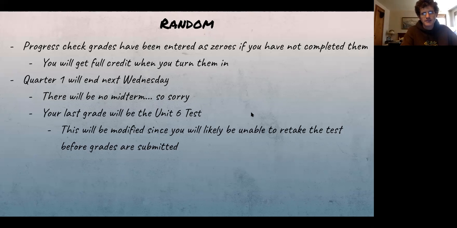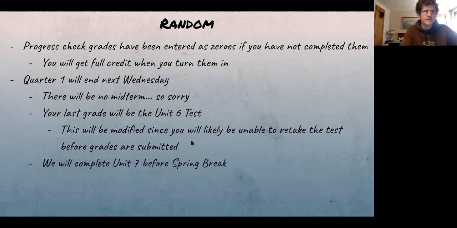And I already have an idea of how that's going to be modified because I did the same thing last semester, except it ended up being our Unit 7 test. But when I say I'm going to modify this, I'm modifying it to make it less punitive if you don't do as well. The idea is that you will not get a really bad grade right at the end of the semester. Okay, so that's the hope.